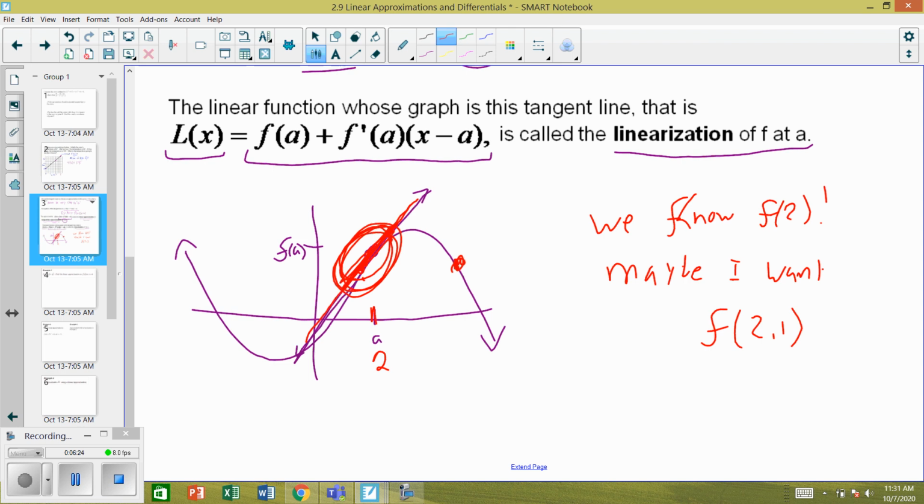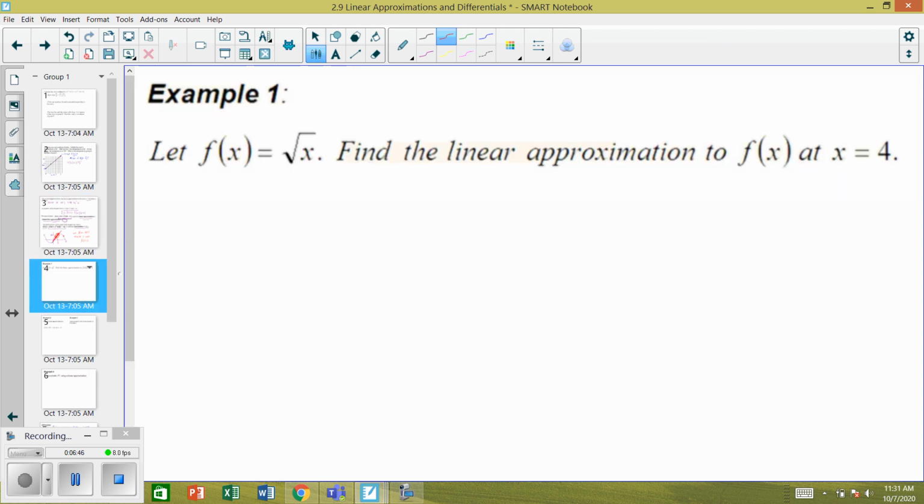Well, decimals are usually annoying to plug into calculators or into equations. Maybe we don't have a calculator. Maybe if I can create a tangent line, 2.1 on this curve is going to be really close to 2.1 on the line. So I think it's going to be a pretty good approximation. That's kind of the idea here. Let's try a couple examples. It's not the craziest stuff. Again, it's just tangent line.